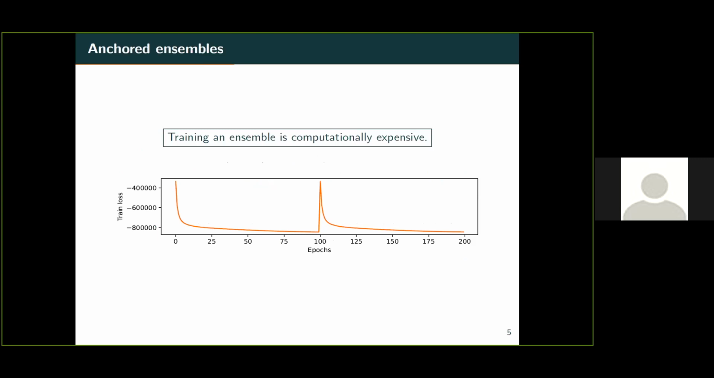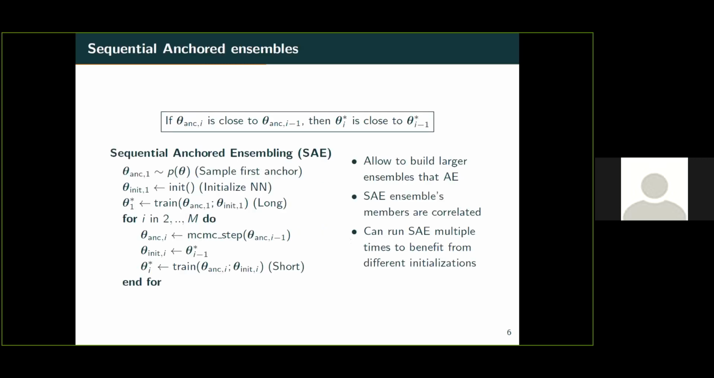A drawback to this is that training an ensemble is computationally expensive. Here you see that in 200 epochs, we only get 2 samples from the Bayesian posterior, because for each sample, we have to make a full training procedure. The idea behind our algorithm is that if 2 anchors are close to each other, so should be 2 optima. So instead of building all the ensembles from scratch, we start from the previously obtained solution.